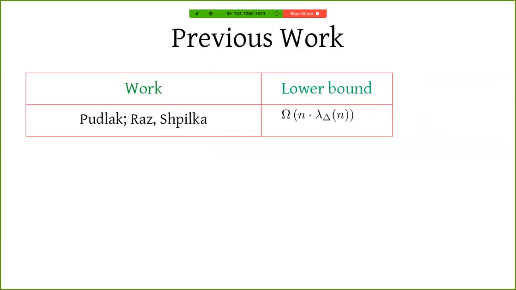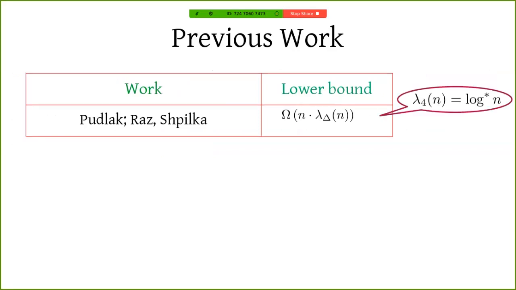Now, before I move on to our proof techniques, let me quickly mention some known lower bounds for depth 4 circuits. Due to the work of Pudlak, Razborov, and Shpilka, a lower bound of omega of n times lambda delta of n is known for depth delta circuits. Here lambda delta of n is a slowly growing function of n. In particular, for delta equal to 4, that is for depth 4 circuits, lambda 4 of n is equal to log star n. And so for depth 4 circuits, this lower bound is barely superlinear.